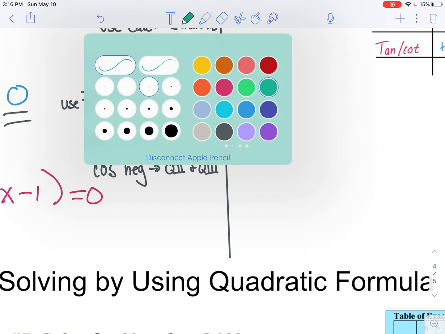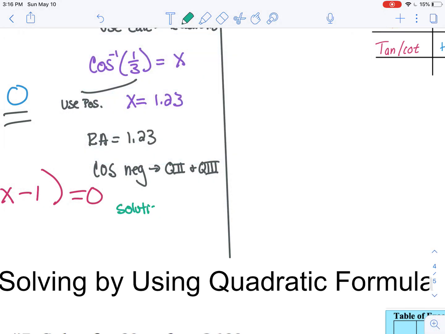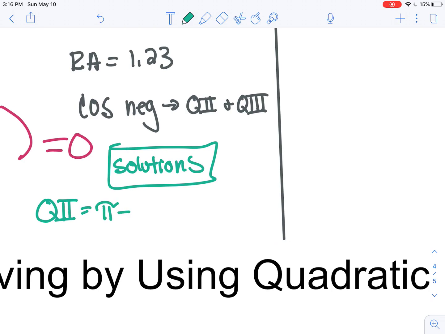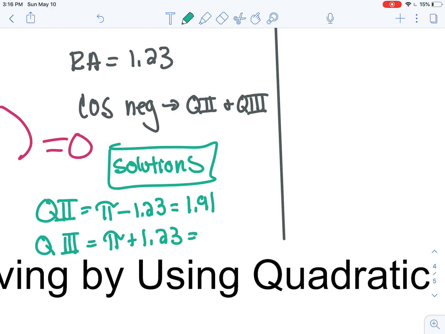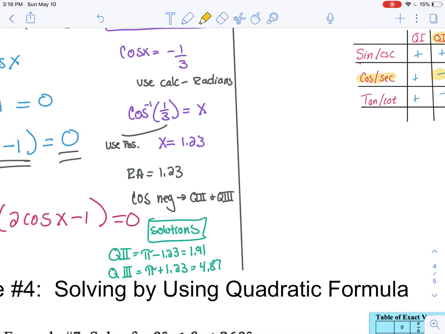So now I can come up with my solutions. My quadrant 2 solution will be pi minus 1.23, which is 1.91, and my quadrant 3 solution will be pi plus 1.23, which gives me 4.87. So those are my two solutions for the first equation.